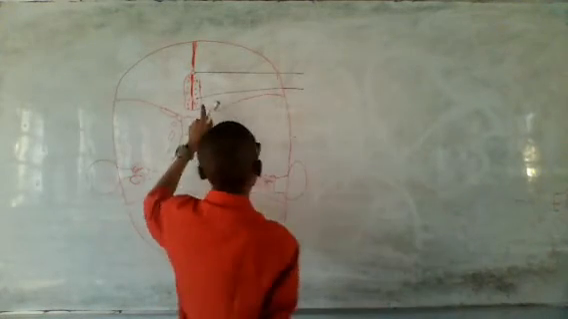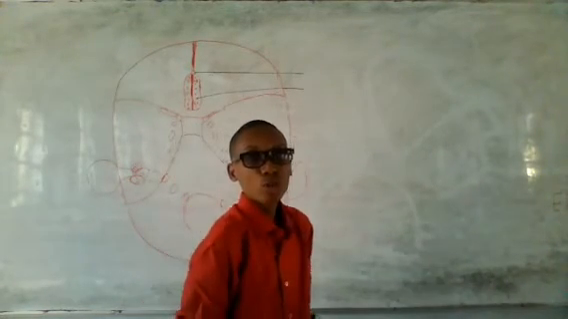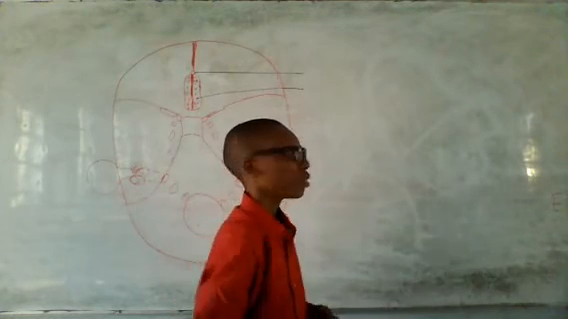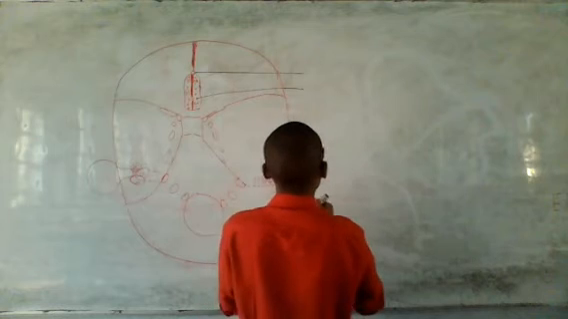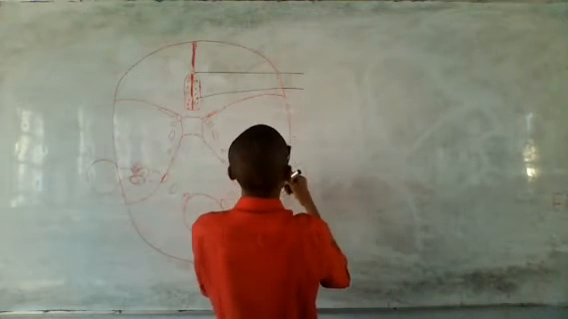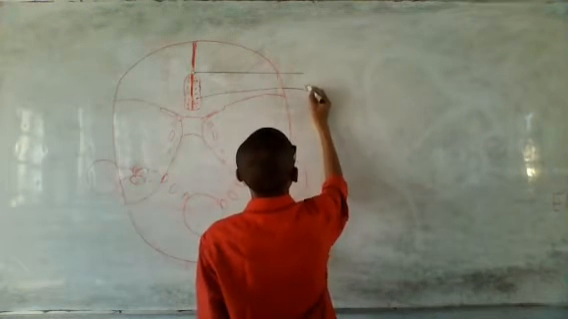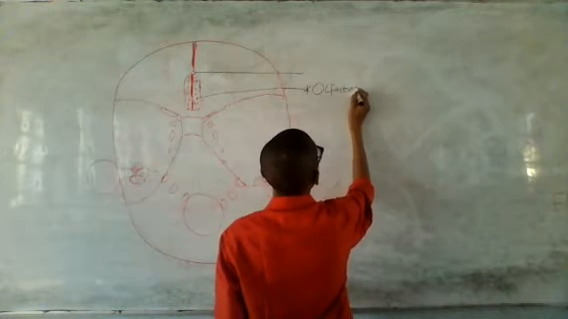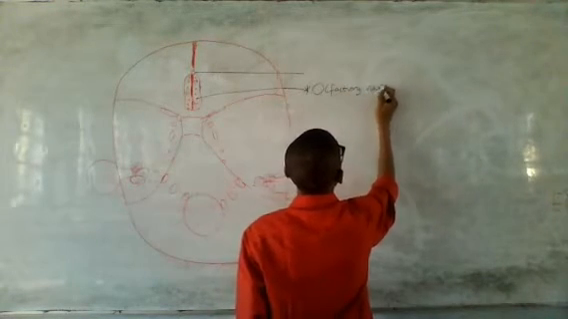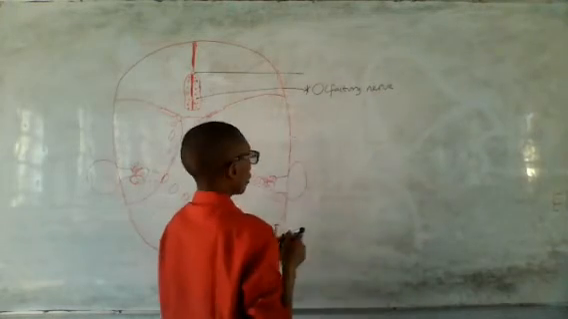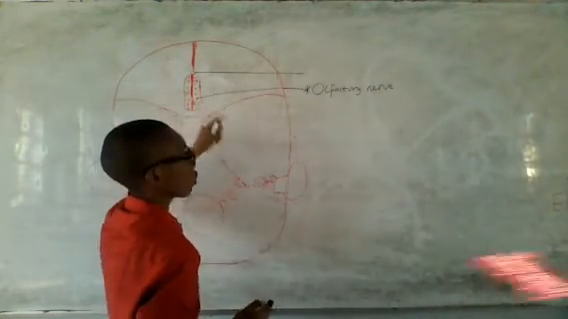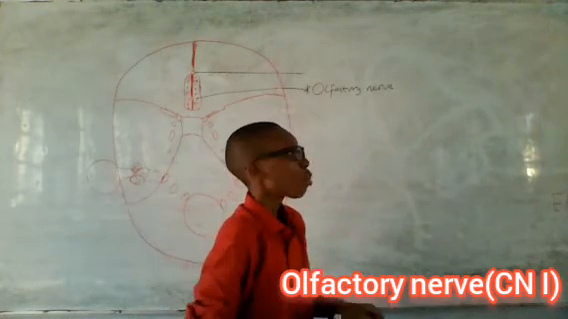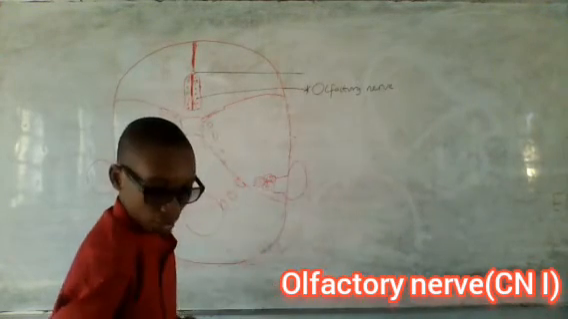So we call it the what? The olfactory what? Foramen. So what structure passes through the olfactory foramen? The structure that passes through the olfactory foramen is the olfactory nerve. So this is the structure that passes through the olfactory foramen. So we are done with that.